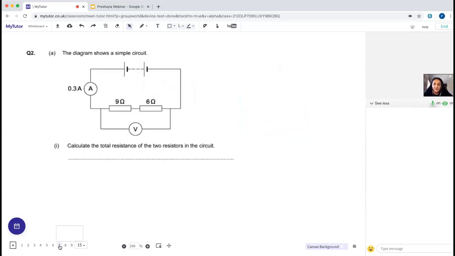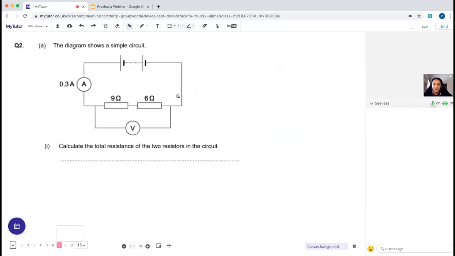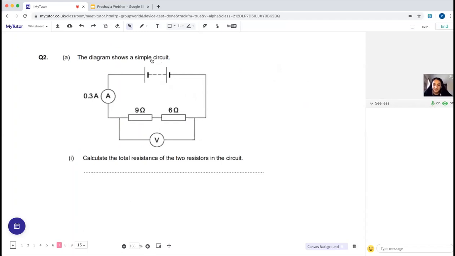Okay, so we'll move on to the next question now. We've got another circuit here. We've been given the current reading from an ammeter, and we've got two resistors here. What is the total resistance? I'll give you 20 seconds for this one.